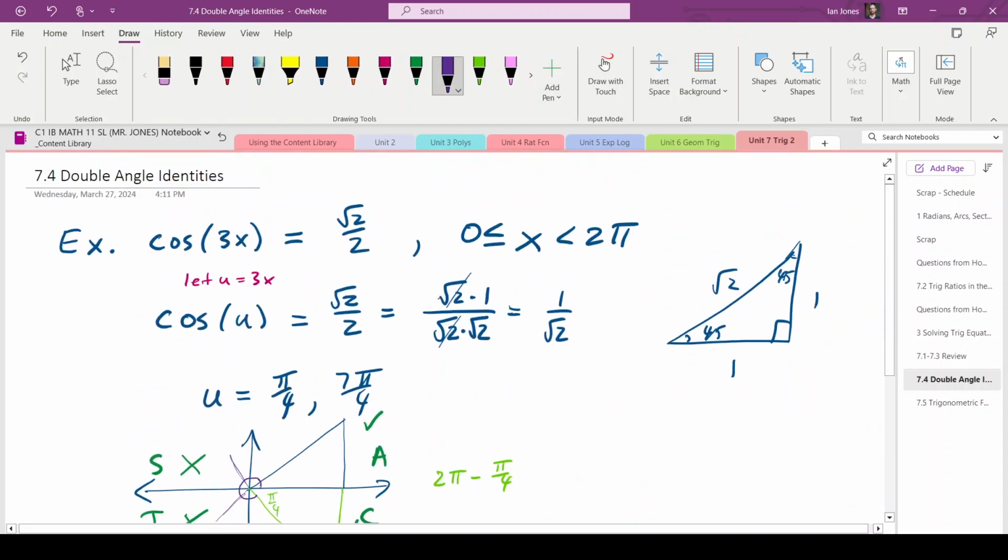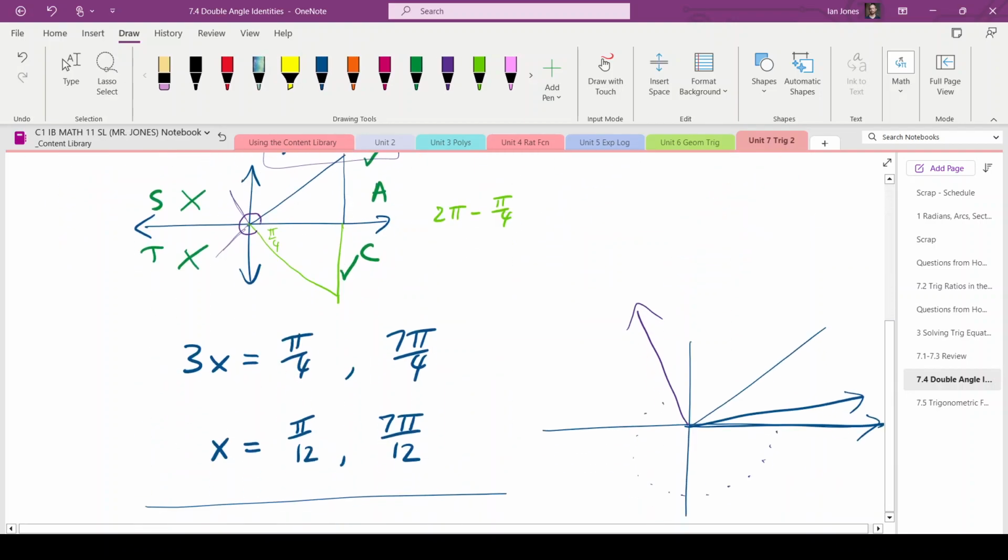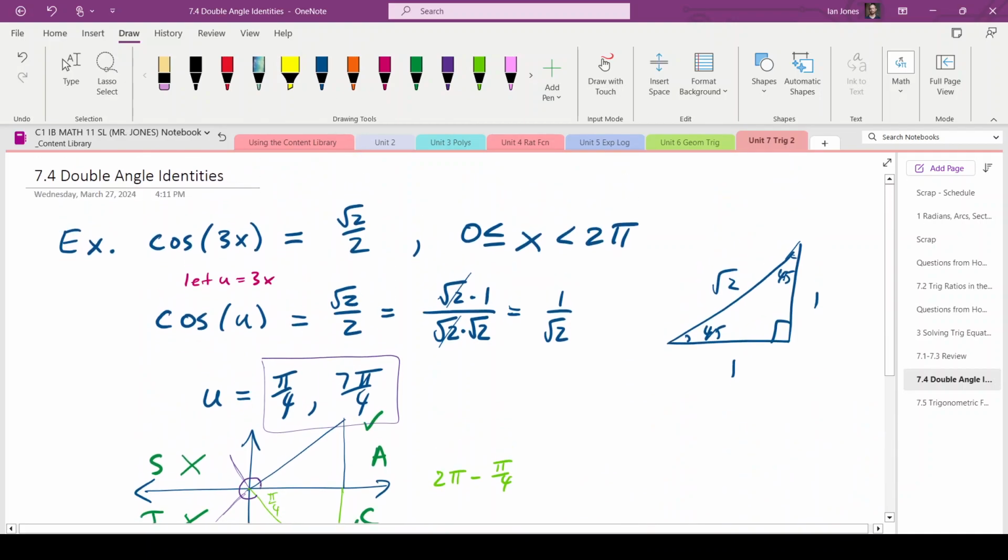Our domain is that x goes from 0 to 2 pi. The problem is this part, we got all the solutions from 0 to 2 pi for u. But when we divide by 3, we're not going all the way around the circle anymore because our solution, this purple one, was here. It shrunk all the way down to here. So to solve this issue, it's not actually that complicated. What we need to do is recognize that when we let u equal 3x, that will also change our domain here.